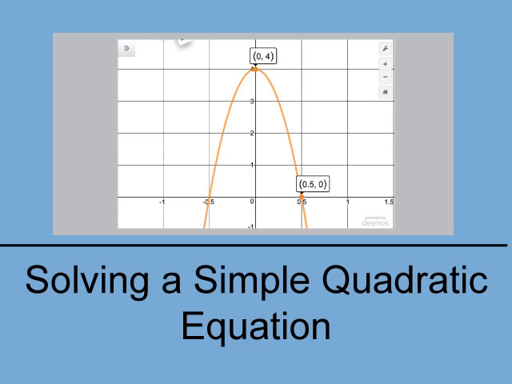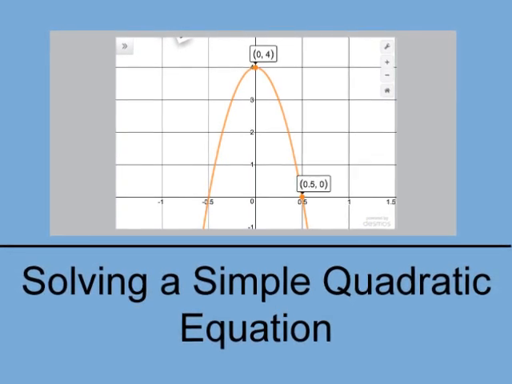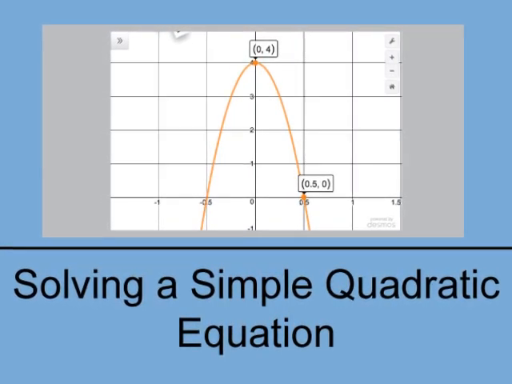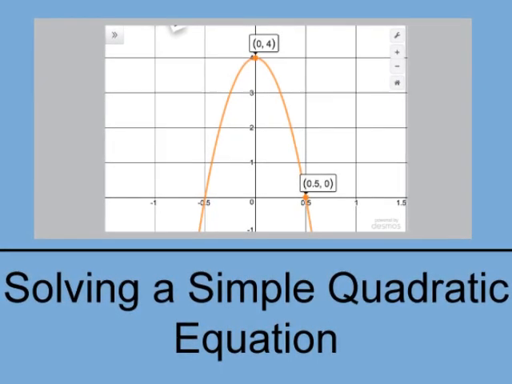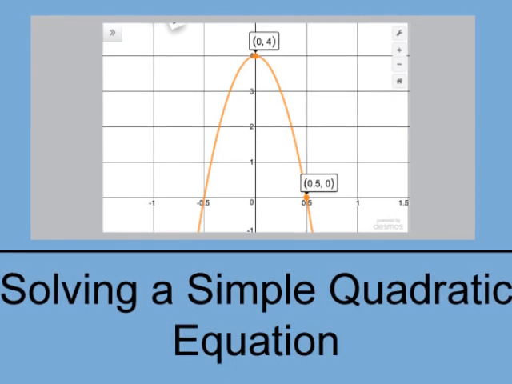A quadratic equation must include an x squared term, but it doesn't have to include a linear term or even a constant. In this video, we'll look at simple quadratic equations that consist of an x squared term and at most one other term. Let's start with an example.